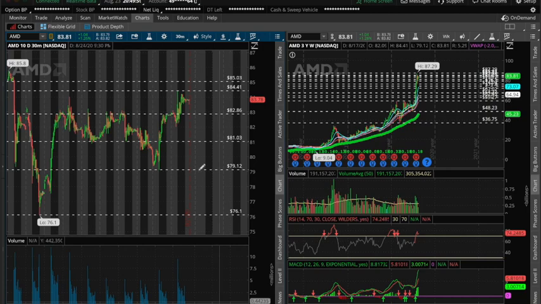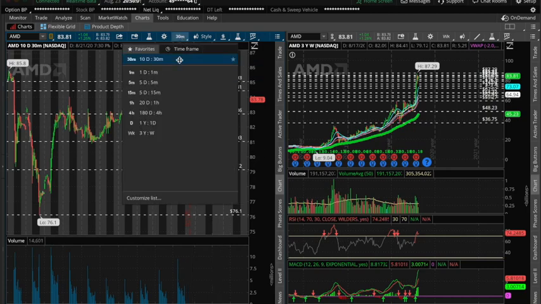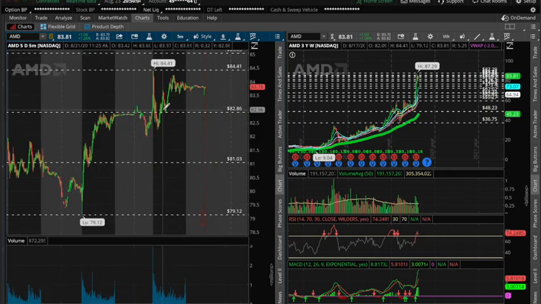So you want to plot that one, extend to the left. So now you have most of the resistances and supports that you would really need to chart and to trade with. So once you get to like the 5 minute, you see there's one like every $2, every $1. So the stock is going to trade in between those until it breaks out.